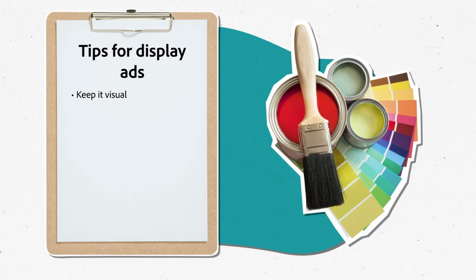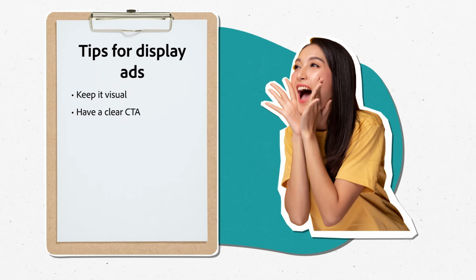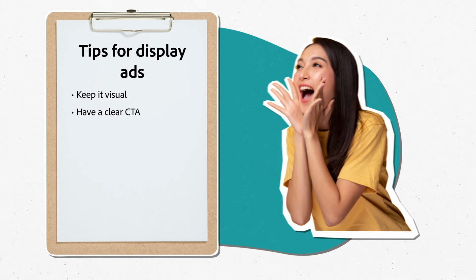Tips for effective display ads. Creating effective display ads isn't just about slapping an image on a banner. Here are some tips. Keep it visual. Use high-quality images, bold colors, and clean fonts. Your ad should stand out without feeling cluttered. Have a clear call to action or CTA, whether it's learn more, shop now, or sign up. Make sure your CTA is concise and tells the user exactly what to do next.